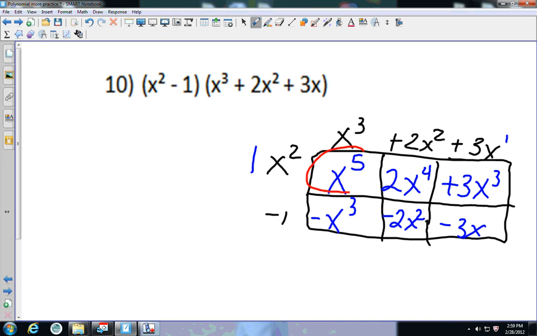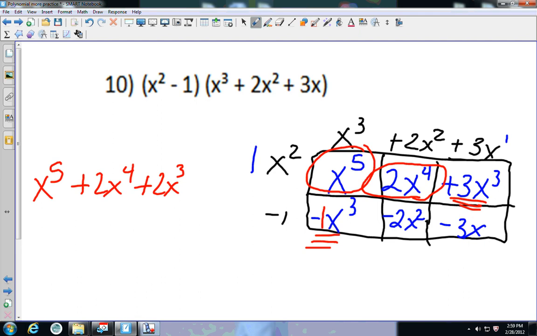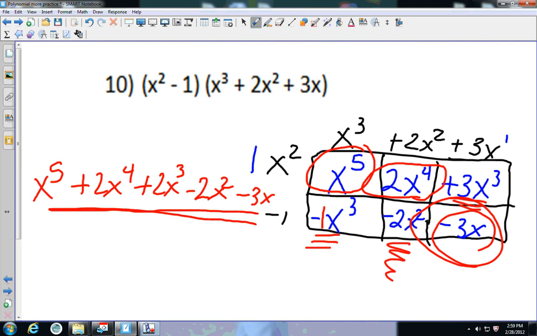Alright, I only have 1x to the 5th, so I'm going to leave it x to the 5th. Well, there's only 1x to the 4th plus 2x to the 4th. There's negative 1x to the 3rd and 3x to the 3rd. 3 minus 1 is 2x to the 3rd. I only have 1x squared, which is negative 2x squared, and then negative 3x. All of this right here is my answer to number 10.